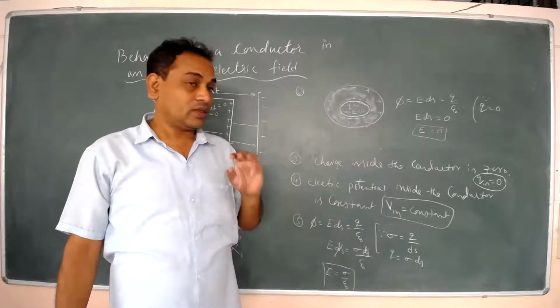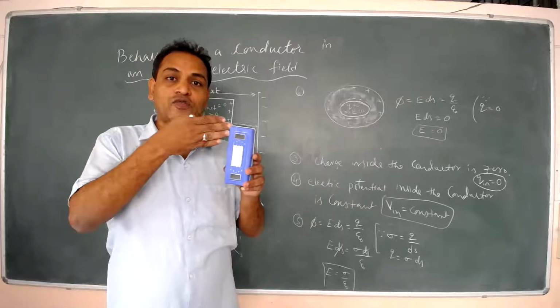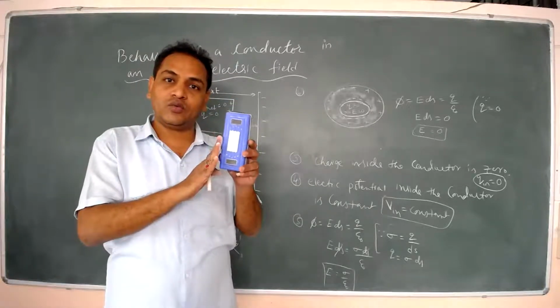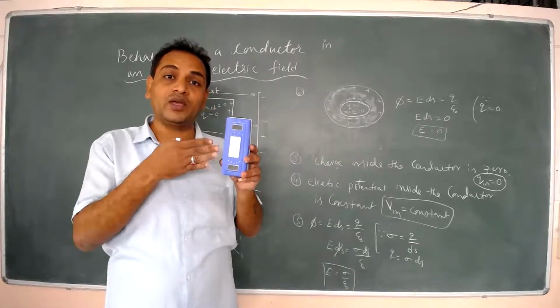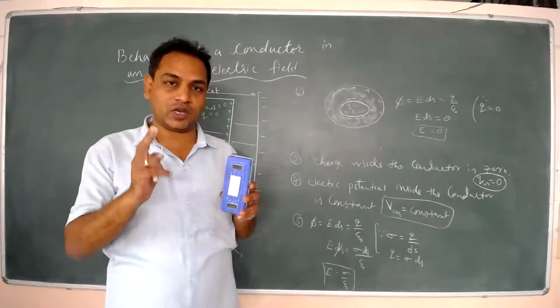Second point, the electric field will always be normal to the surface of a conductor. Whatever may be the shape of the conductor, the electric field will always be normal to the surface of a conductor. That is the second point.